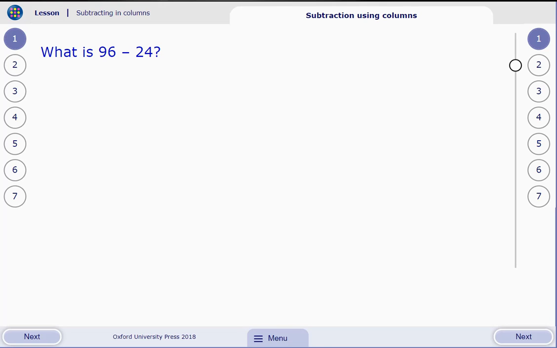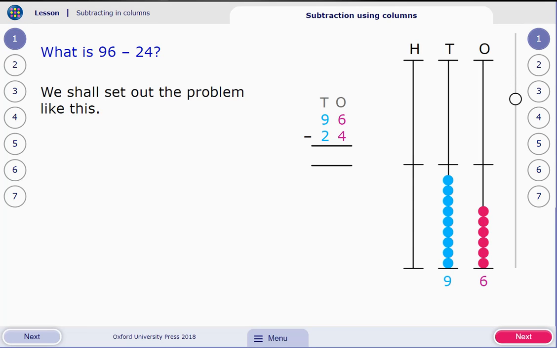Hello Year 3. Today we are learning how to do subtraction using the column method. Let's find out how we can work out 96 minus 24. First of all, we make sure we line up our ones in the ones column and the tens in the tens column.